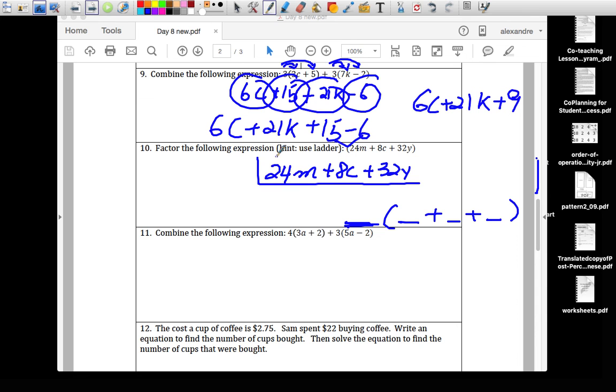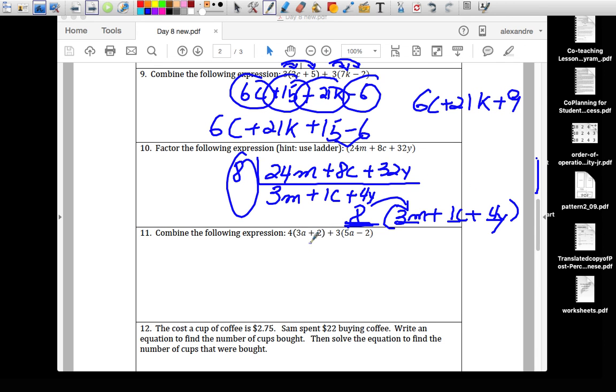2 goes, 3 goes. We can use 2's, or if you notice, 8 also goes into all of them. 8 goes into 24 3 times, or 3m. 8 goes into 8c 1 time, or just 1c. And 8 goes into 32 4 times, or 4y. This number goes out here, and all these 3 numbers go inside. You can always double check. 8 and 3m is 24m. 8 and 1c is 8c, and 8 and 4y equals 32y.